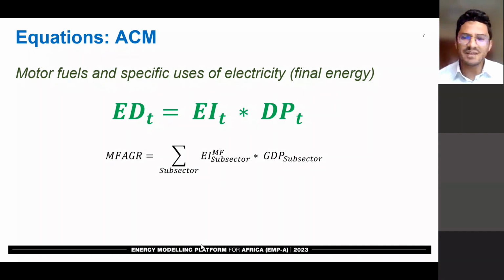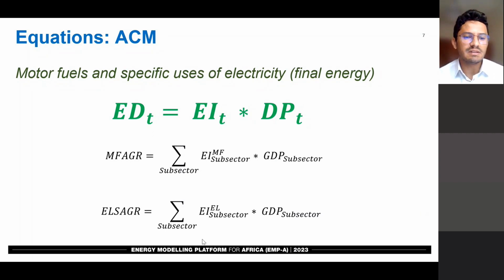Okay, perfect. Yes, please don't hesitate to interrupt me if there is something which is not very clear. I was saying that, for example, if we want to calculate our final energy demand in 2040, we need to multiply the energy intensity in 2040, which is energy divided by monetary units, of course, times the expected GDP of the subsectors in 2040. So the formula is quite simple. And we can do this for motor fuels and also for, as you can see, specific use of electricity.